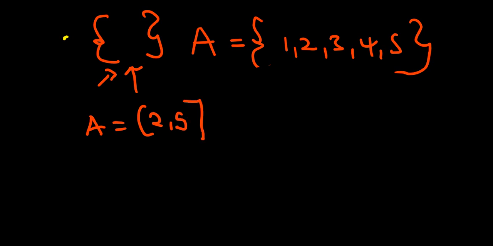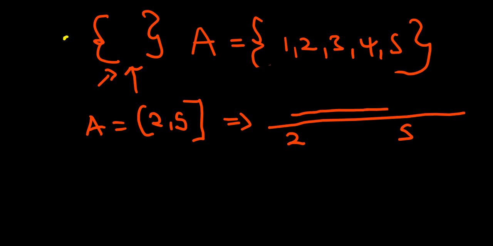Okay, and then we have a curved bracket. When we represent this interval on the number line, it will just be like this. You have your 2 there, and then you have your 5. You're going to draw a line between 2 and 5, and then ask yourself: is the 2 included in this set? No, because we can see a curved bracket there. So we are going to draw an open circle on 2 like that.